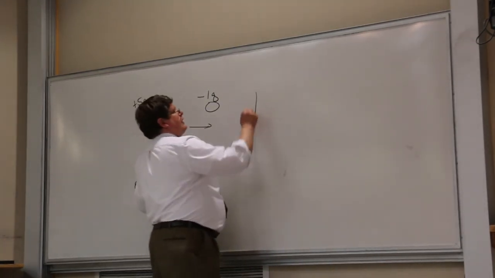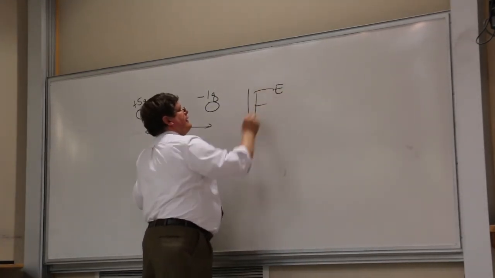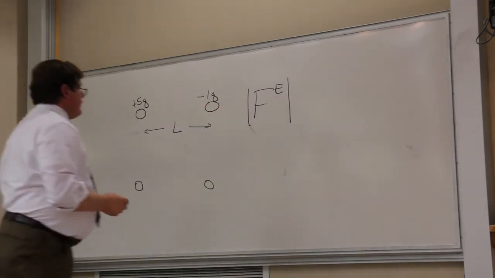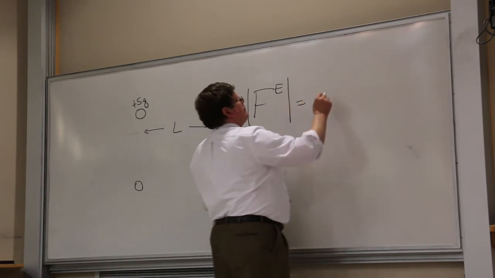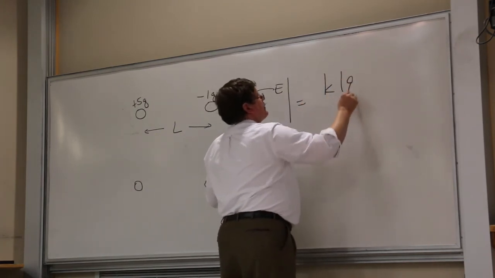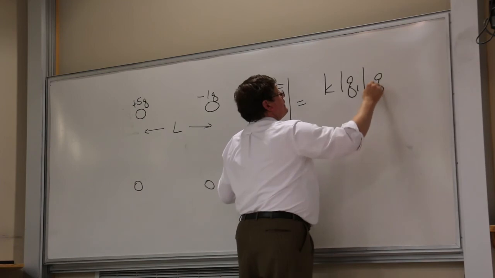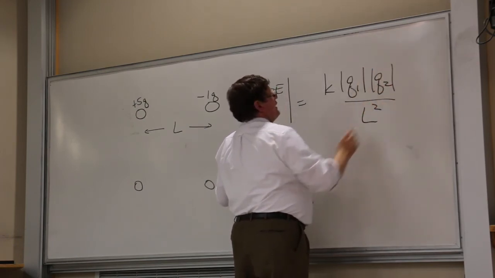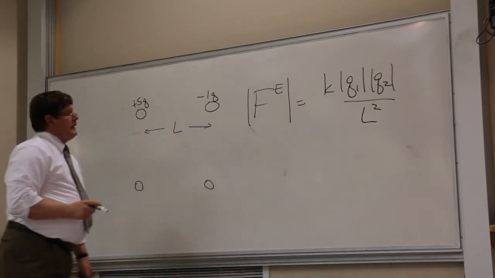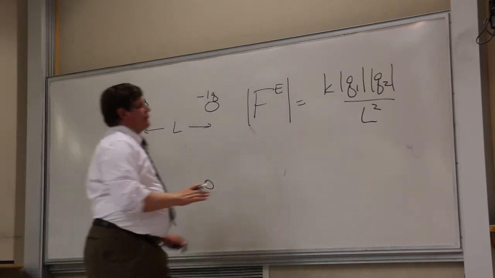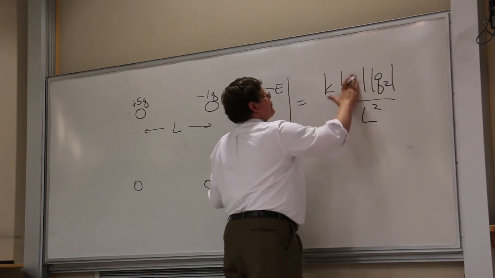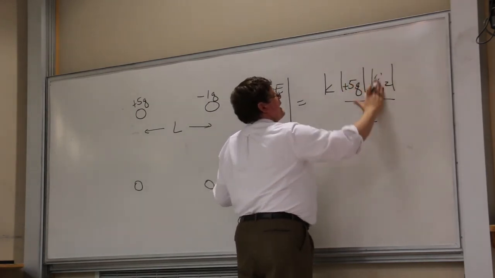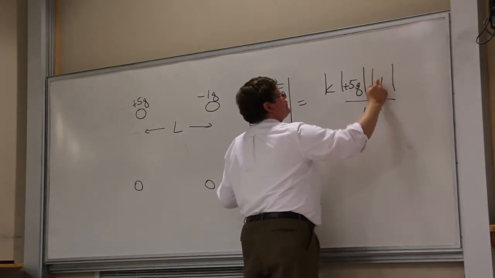The magnitude of the electric force, if I combine Coulomb's law with the definition of the electric field, is going to be equal to K Q1 Q2 over R squared, where R is L. So in this case, my Q1 is going to be my plus 5Q, and my Q2 is going to be minus 1Q.